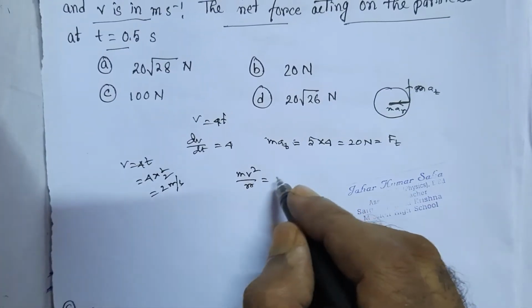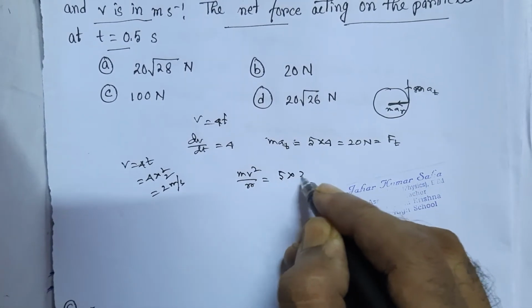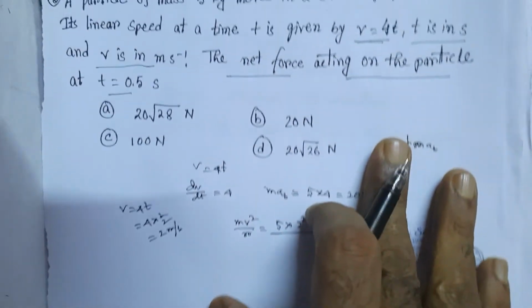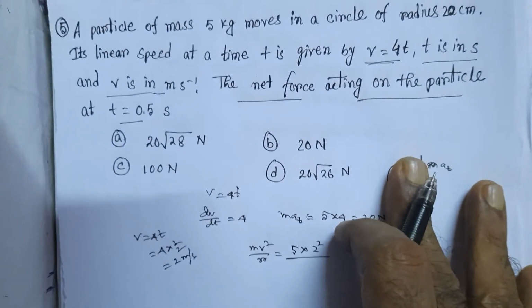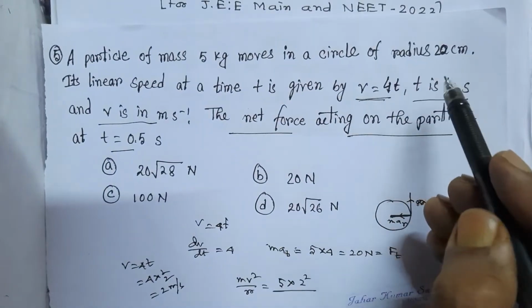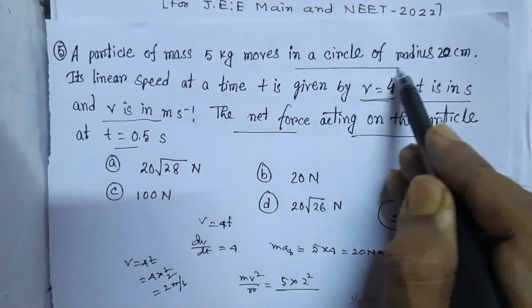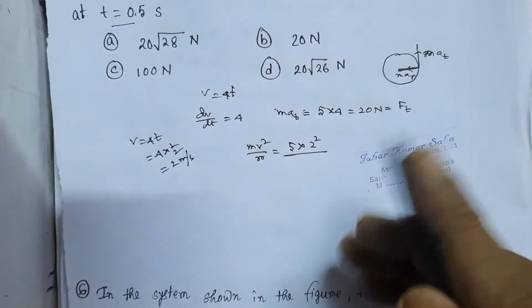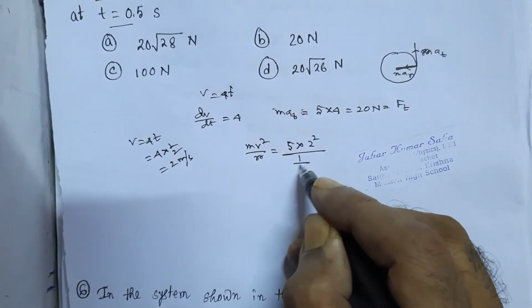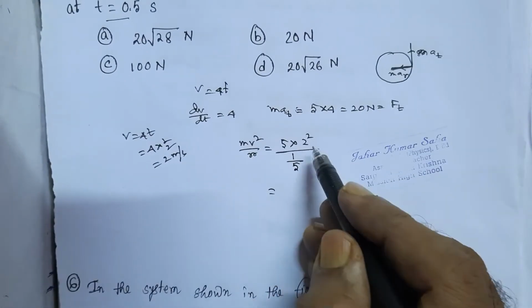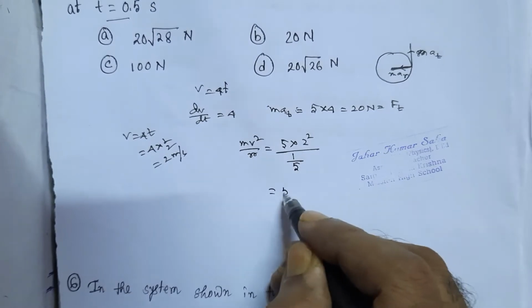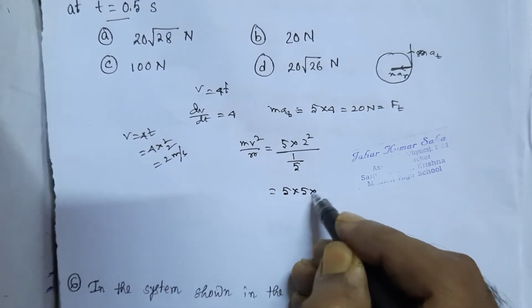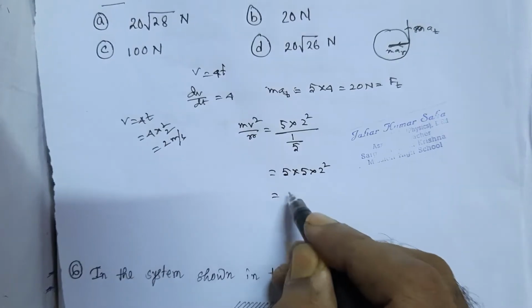Then mv square by r. M is 5 kg, v square is 2 square, by r. It moves in a circle of radius 20 cm, that is 1/5 meter. So r is 1/5 meter, that is equal to 5 into 5 into 2 square, 5 into 5, 25 into 4, 100.